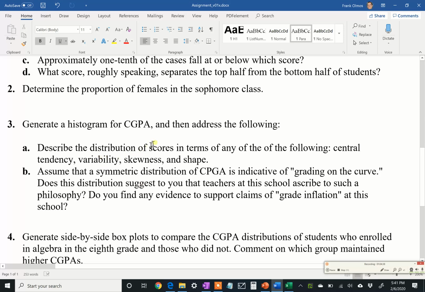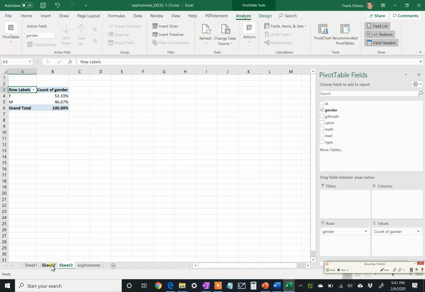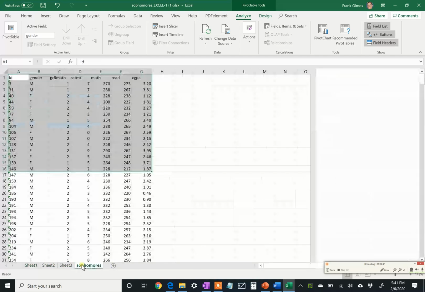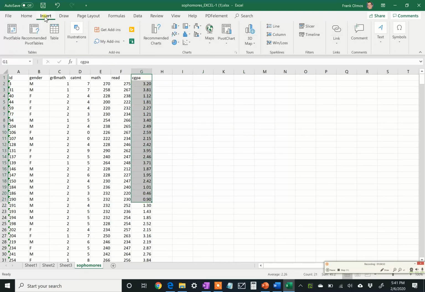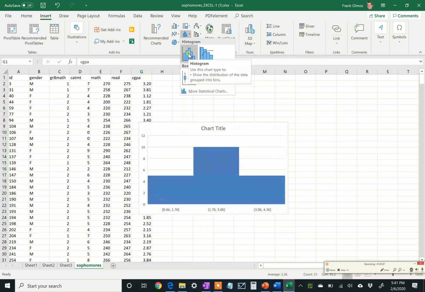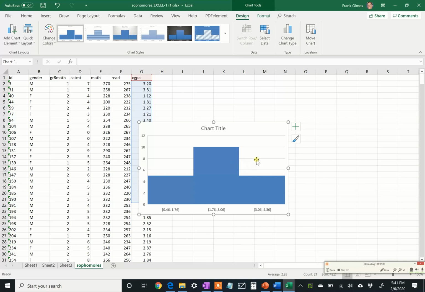All right, generate a histogram for cumulative GPA. This is pretty straightforward, I think. All you need to do is select all of the cumulative GPA, go to insert, and click on that icon, and it'll generate a histogram. A histogram will automatically be generated.